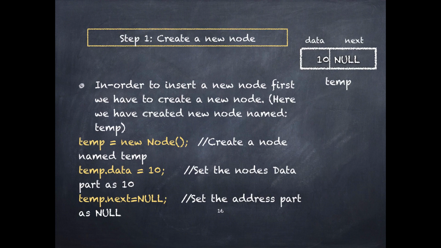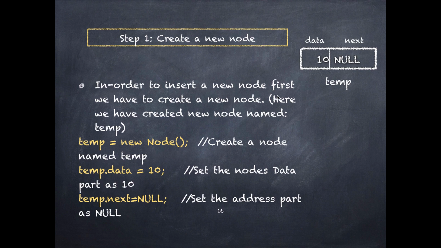So what is the first step you have to think? The first step here is I have to create a new node because you are increasing the number of nodes in the linked list. So how will you create a new node? Assume that this is your new node. The name of the new node is temp. The data part of the new node is 10 and it is not pointing to anything now. So this is a single node.